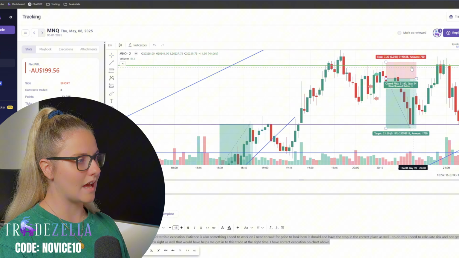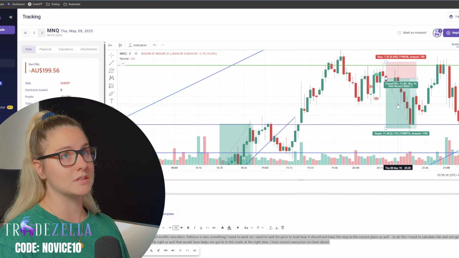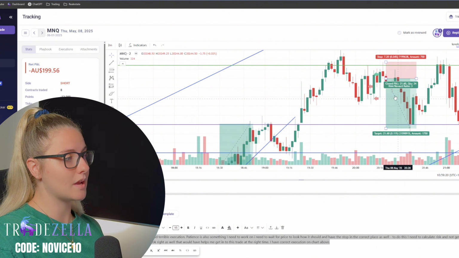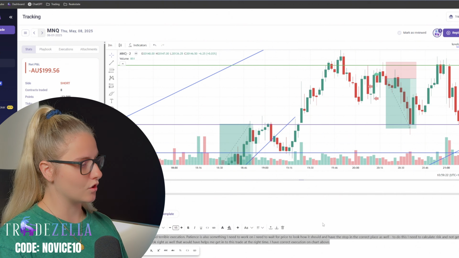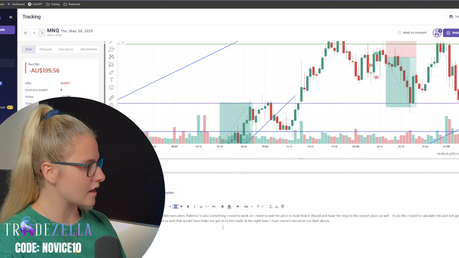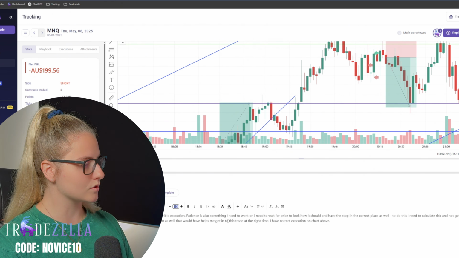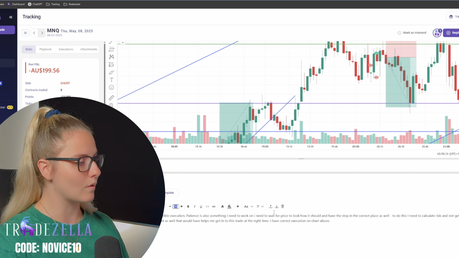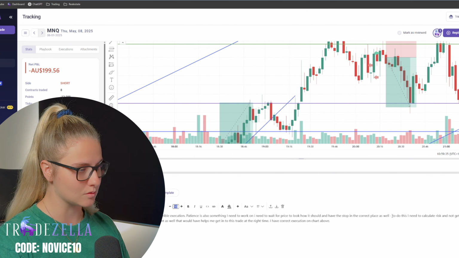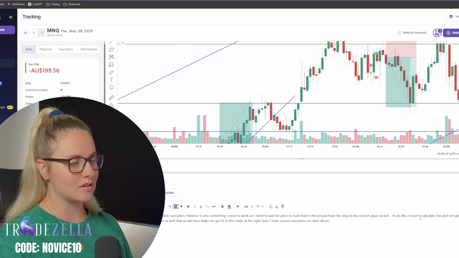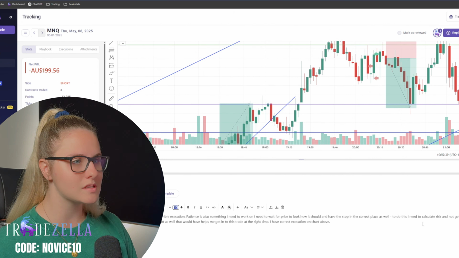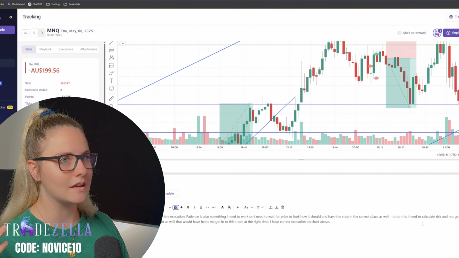I want to point out that what I have here when I've got it loaded up is what my execution should have been, and this is how I executed. So I'll read out what I said here. I said, great trade idea, but I had terrible execution. Patience is also something I need to work on. I need to wait for price to look how it should and have the stop in the correct place as well. To do this, I need to calculate my risk and not get slack, because a lot of my risk will be very similar.